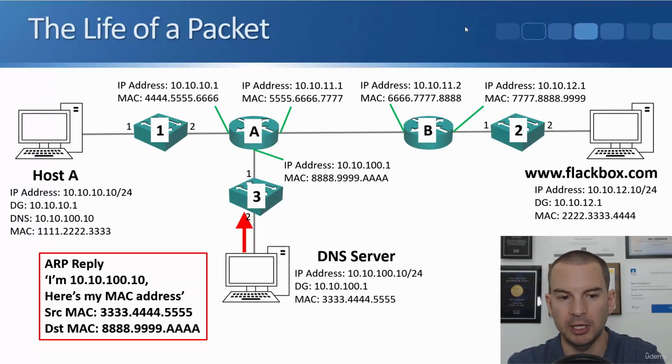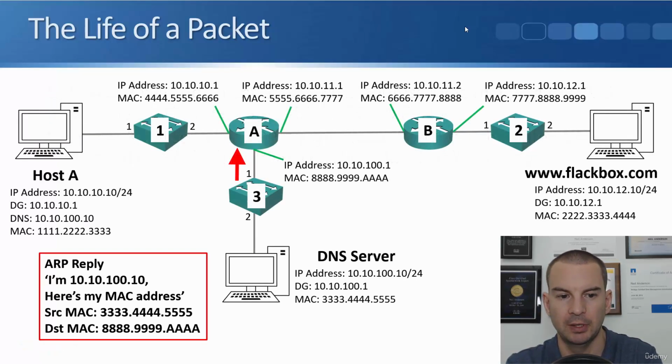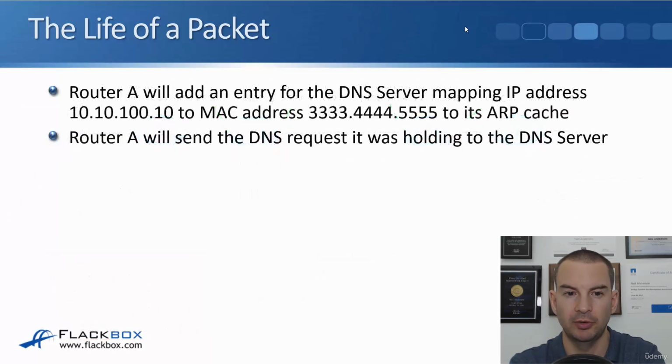So there goes the ARP reply from 10.10.100.10 saying here's my MAC address, of source MAC 3.4.5 going back to the router at destination MAC of 8.9.a. Switch 3 will receive that, and it will add an entry in its MAC address table mapping the DNS server's MAC address of 3.4.5 to port 2. It will then send the ARP reply out only port 1, which router A is plugged into, because that is a unicast reply and it already has router A in its MAC address table. So there goes the ARP reply unchanged on its way to router A.